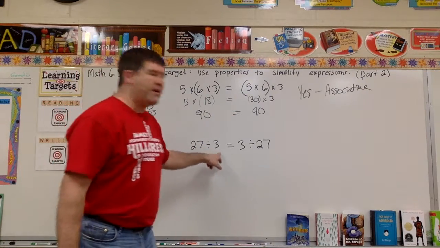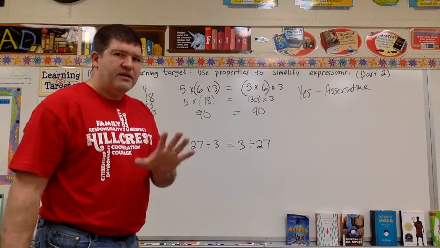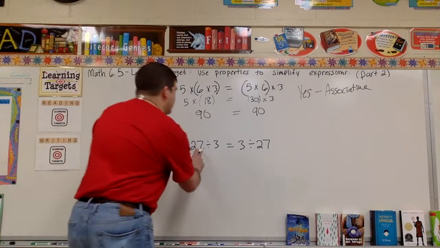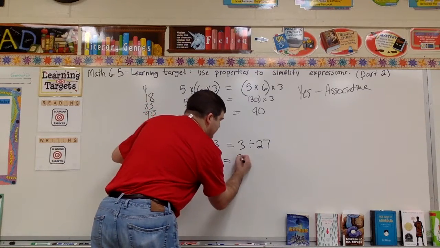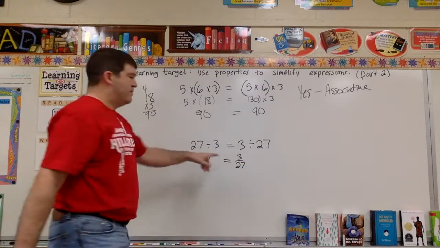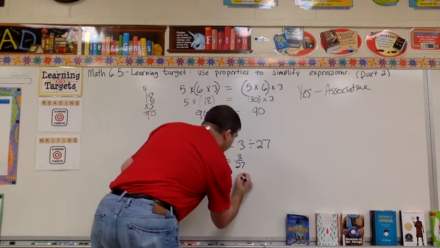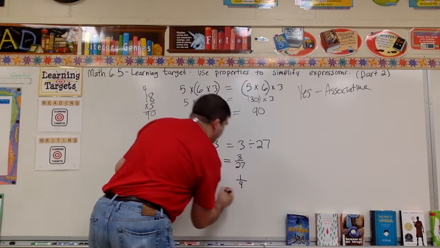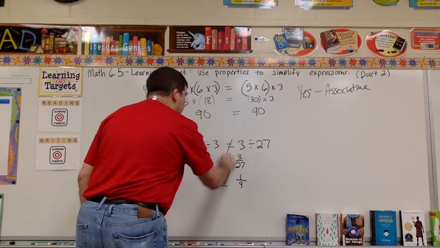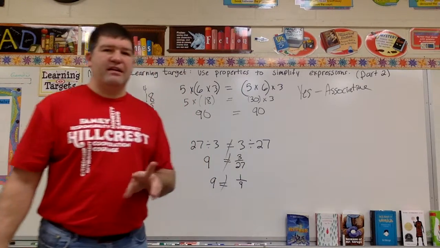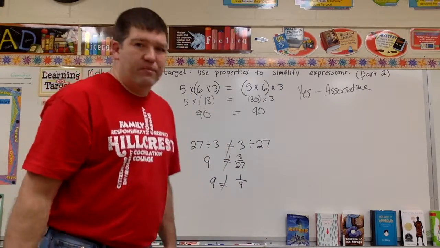I have 27 divided by 3 equals 3 divided by 27. Right away I see it's division, so I'm nervous here. But let's do it. 27 divided by 3 is 9, equals 3 divided by 27. 3/27ths, not even a whole number. I could simplify that to be 1/9. Is 9 equal to 1/9? Nope. There's no property that says I can take division and flip them around like that. Nope, does not work. Never works.